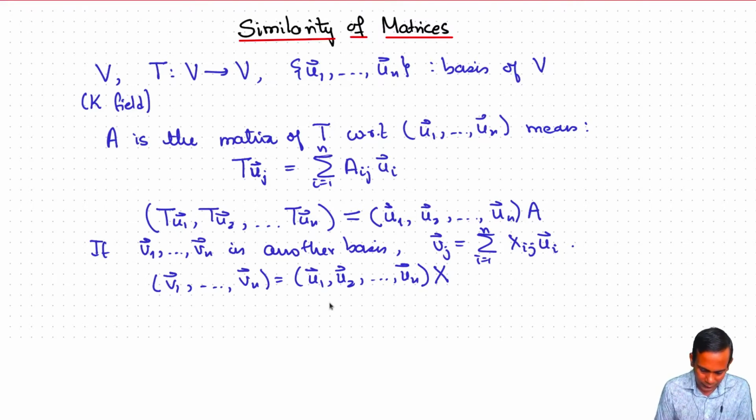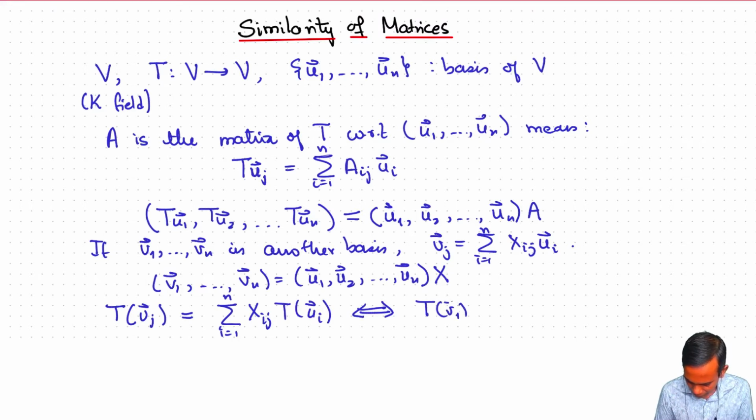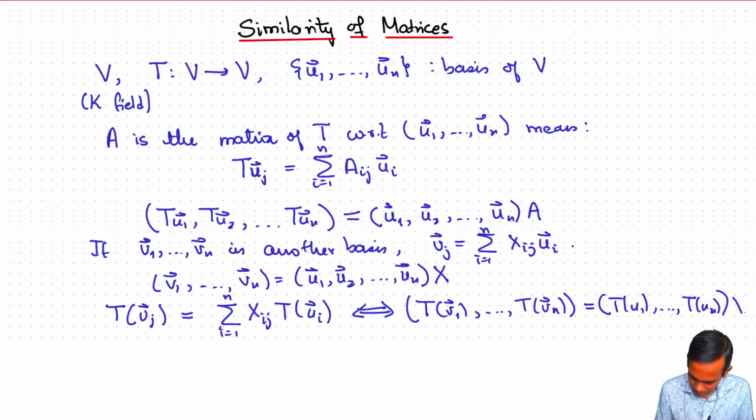Okay, and now I want to understand the matrix of T with respect to this new basis v1, v2, vn. So now if you look at T vj, by linearity, this is the summation, i goes from 1 to n, of xij T ui. So we can write this identity in vector notation as Tv1, Tvn is equal to Tu1, Tun times X.